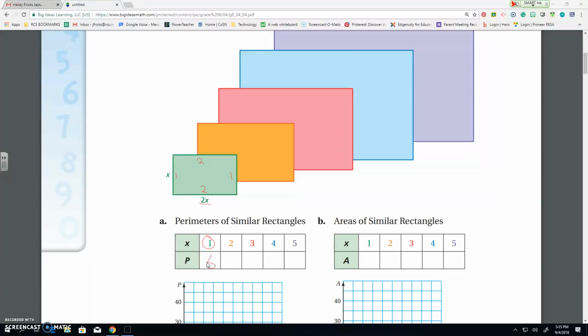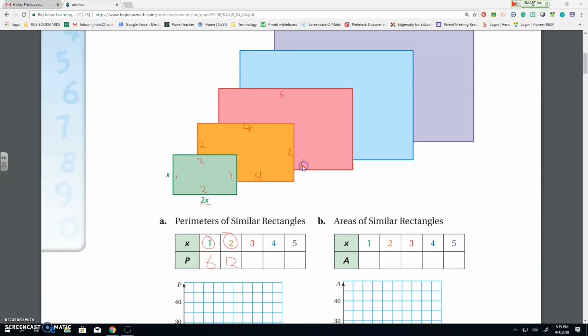Next, we do the same thing with the 2. So we take this 2, and we say 2 times 2 is 4, so that means these two sides are 4. And then we know the other two sides are x, so that means 2 and 2. So here we've got 2 plus 4 is going to be 6, and then 2 plus 4 is 6, so then 6 plus 6 would give me 12. Next, I'm going to do the same thing with 3, so 3 times 2 would be 6.